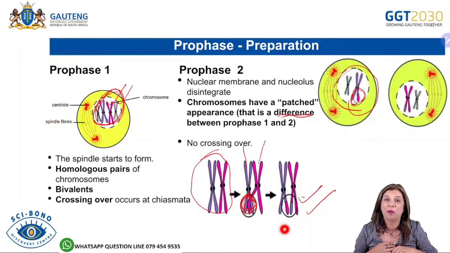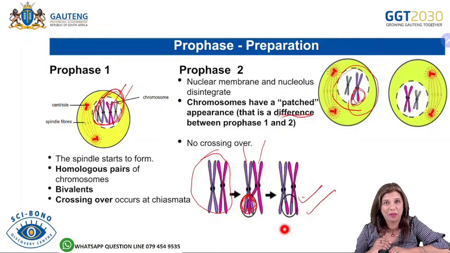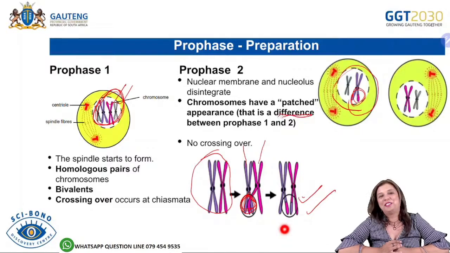So it's prophase 1. You must say it happens in prophase 1. You can't say prophase 2 because of the patchy appearance here. Okay? They're going to mark you wrong. So I hope you know the difference between prophase 1 and prophase 2 now.